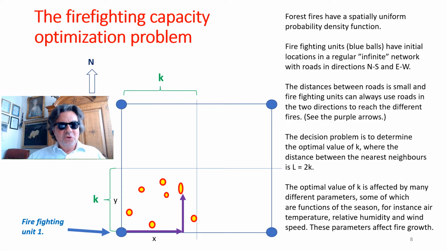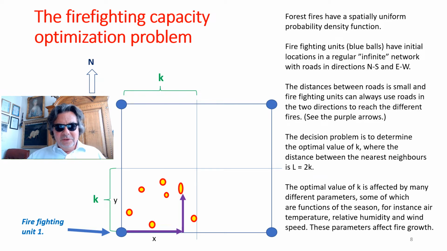This page shows the firefighting capacity optimization problem. Forest fires have a spatially uniform probability density function. Firefighting units marked with blue balls have initial locations in a regular infinite network with roads in directions north to south and east to west. The distances between roads is small, and firefighting units can always use roads in the two directions to reach the different fires. See the purple arrows.